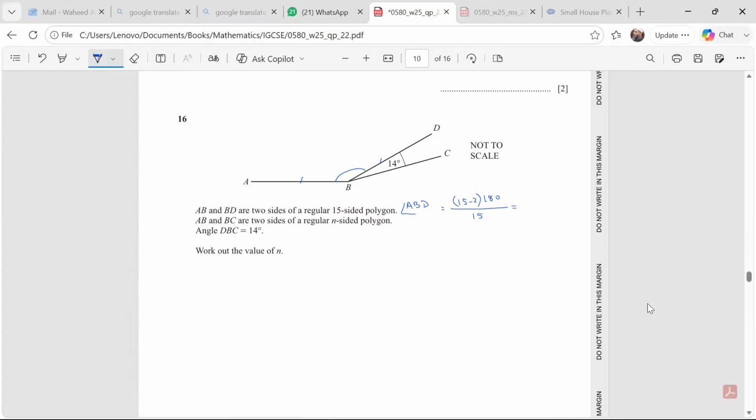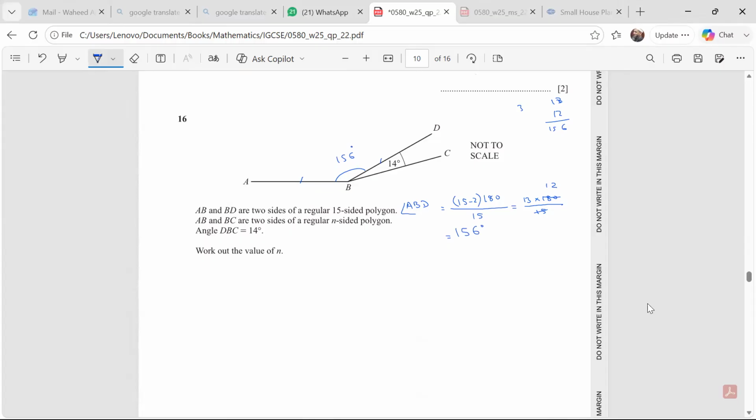How much is this? Let's calculate. 15 minus 2 is 13, times 180 over 15. This will cancel, and if I multiply 12 with 13, 156. So this is equal to 156 degrees. So this angle is 156 degrees.